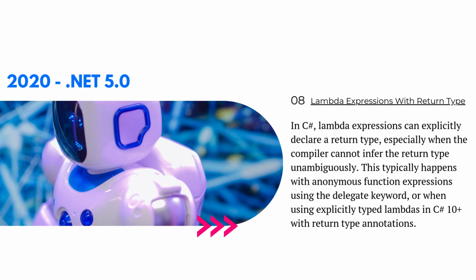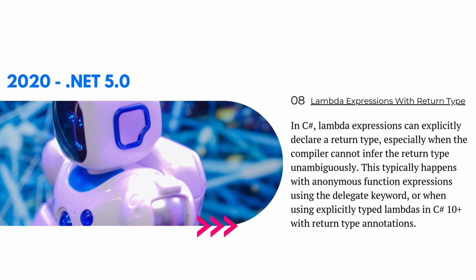In C#, lambda expressions can explicitly declare a return type, especially when the compiler cannot infer the return type unambiguously. This typically happens with anonymous function expressions using the delegate keyword, or when using explicitly typed lambdas in C# 10+ with return type annotations.